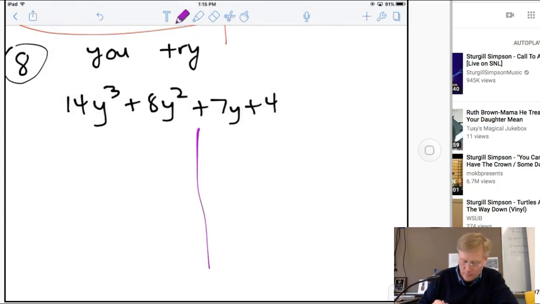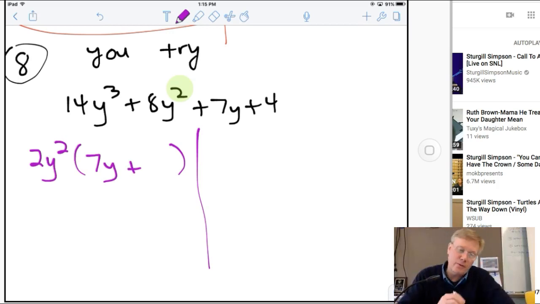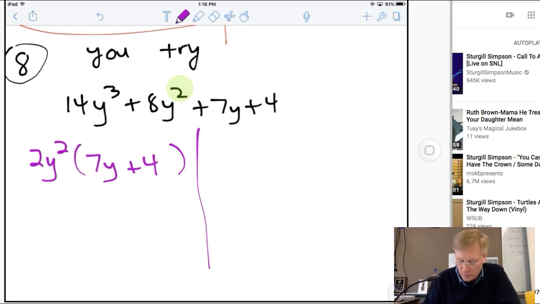Okay, welcome back. Put a line down the middle. What can I divide 14 and 8 by? Both divisible by 2. I can also pull out some y's there. I can pull out 2 of them because that's the smallest exponent there, which leaves me with 14 divided by 2 is 7. y to the third divided by y to the second is 1y. I have 3 y's there, I pulled 2 out, that leaves 1 more left. 8 divided by 2 is 4. Pulled both y's out.